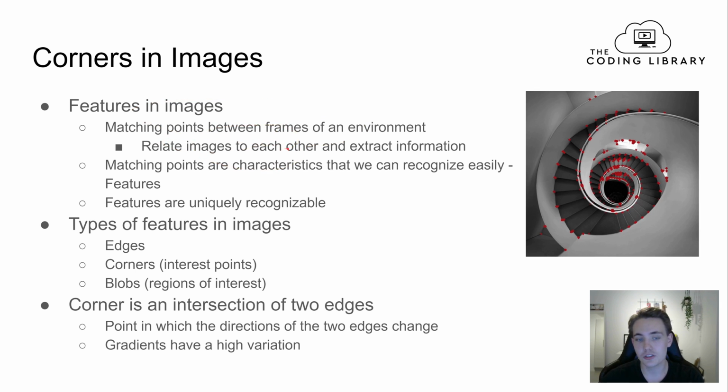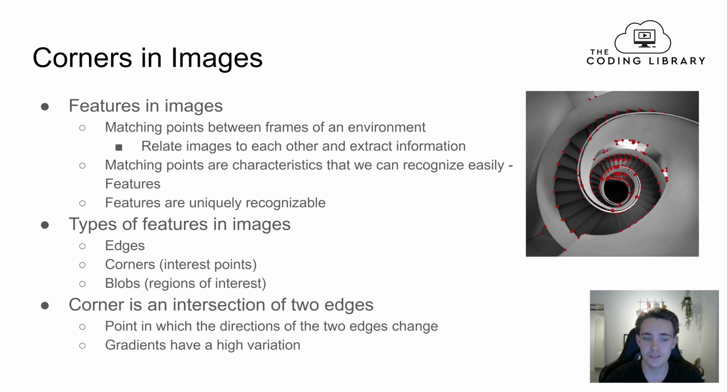And we can relate images to each other and extract information from two images and compare some of the pixels from one frame to the other frame. Then we're matching the points. They are characteristics that we can recognize easily. This is what we call features, when we're trying to recognize something in one frame in another frame. And features are uniquely recognizable. If we extract some information from one image, it's unique to that point, and we should try to recognize that in the other image, which is also unique. That's why features are uniquely recognizable.